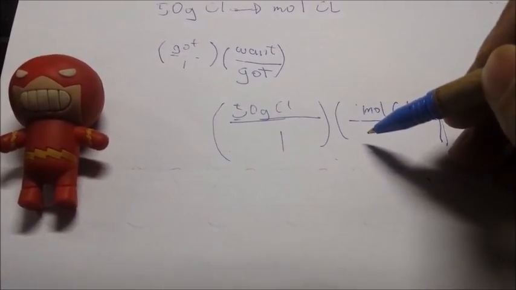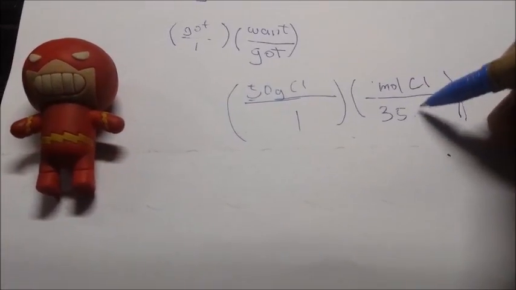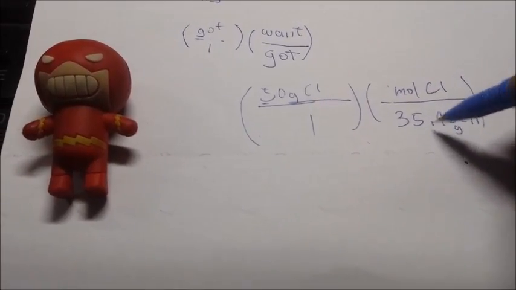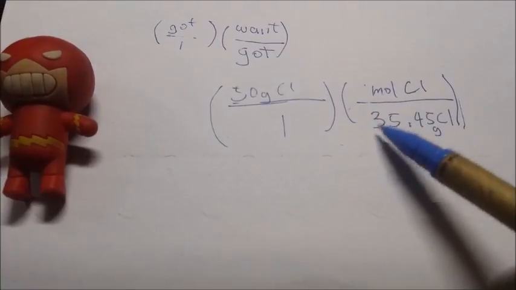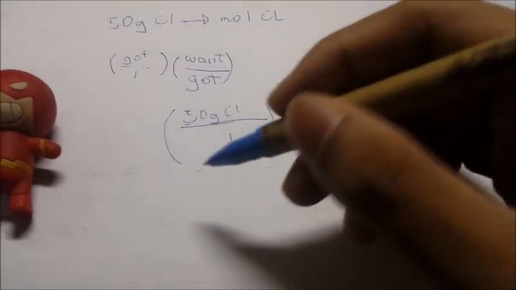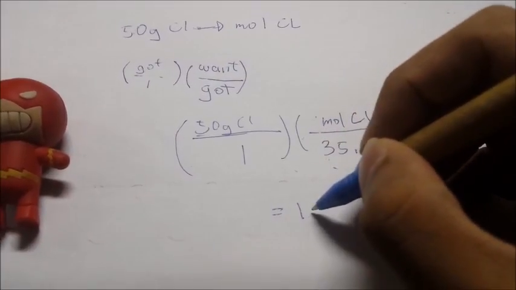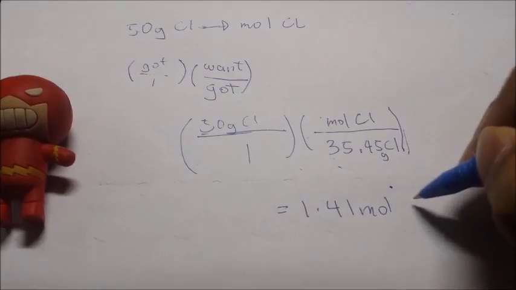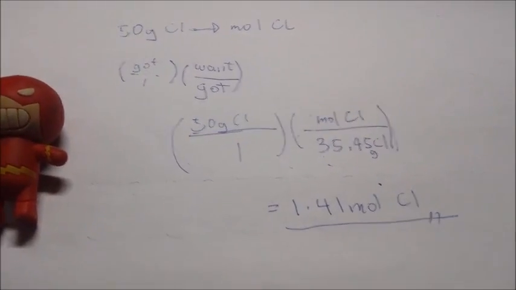Let me check a periodic table. So it's going to be 35.45. This number right here is basically the molar mass of chlorine, and that's given in your periodic table. So when you input this in your calculator, you're going to have 1.41 moles of chlorine. There you have it. Pretty simple, right?